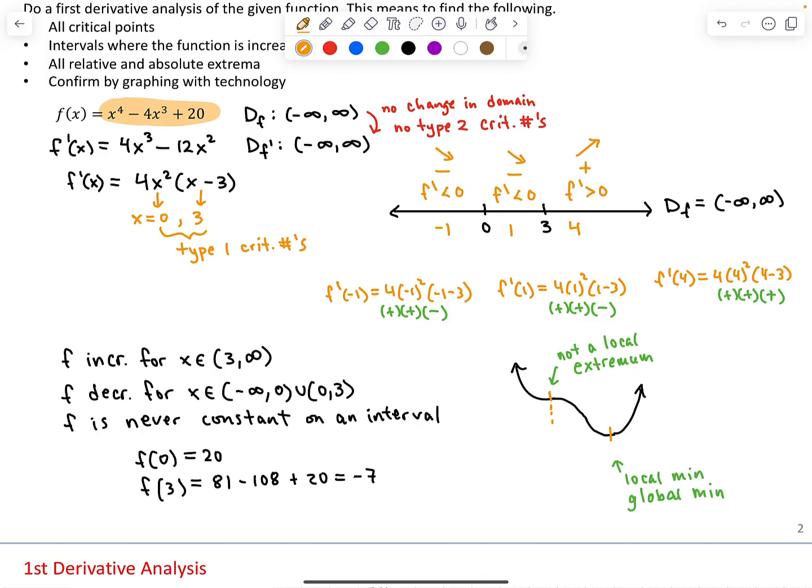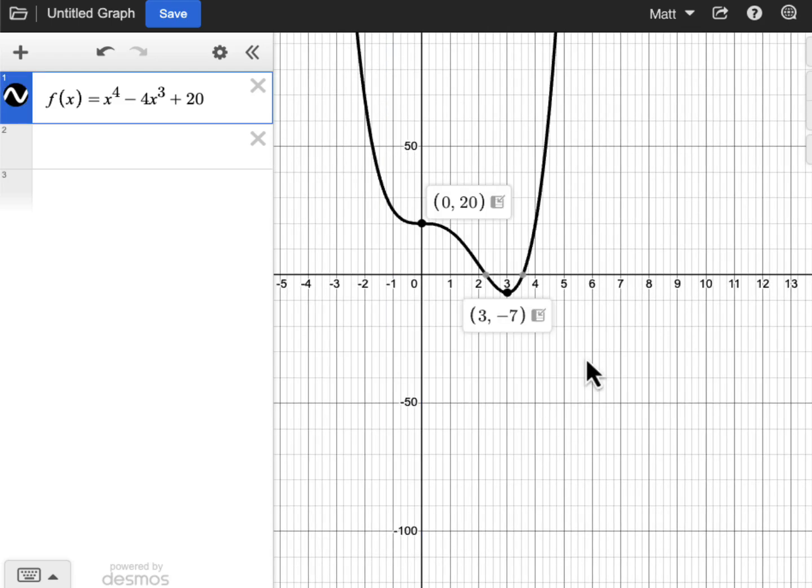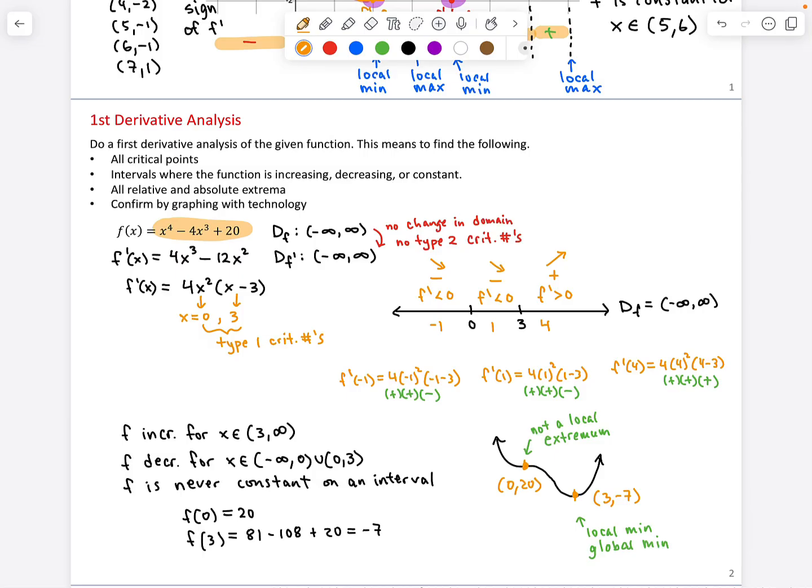So in my little schematic, this flat spot that was not a local extremum is at (0, 20). And this flat spot that was both a local min and the global min is at (3, -7). Confirming with technology, I've typed in the function. I have this image. I'm going to change the y scale and draw attention to these 2 points, (0, 20) and (3, -7), confirming our work. All right, let's go to the next page.